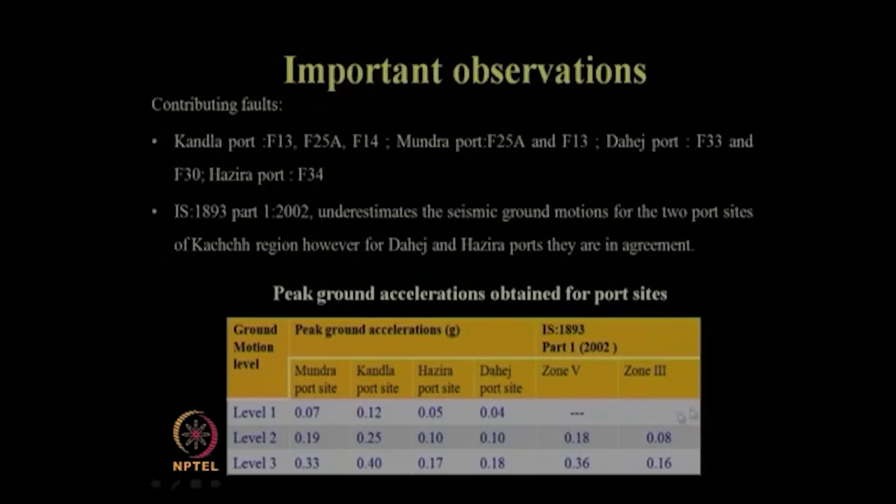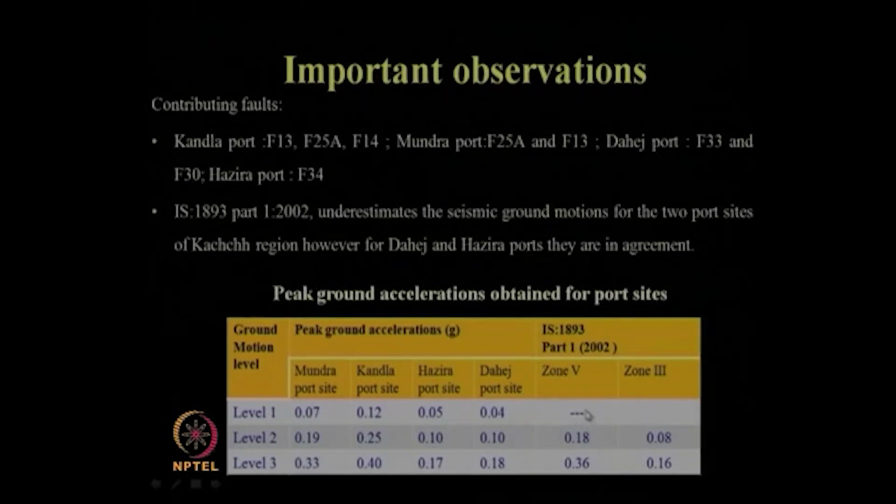which is very close to the IS code recommendation when designing for a 475 year return period. Remember that. So, the IS code can be safely used for the Mundra port site when designing for a 475 year return period, but the same IS code underestimates this value for Kandla port. For Kandla port, the site response analysis gives us 0.25 g, which is much higher than the IS recommended value even for the 475 year return period. For the 2475 year return period, the IS code recommended value for zone 5 is 0.36 g, whereas for the Mundra port site we got 0.33 g, which is very much comparable with the IS code.